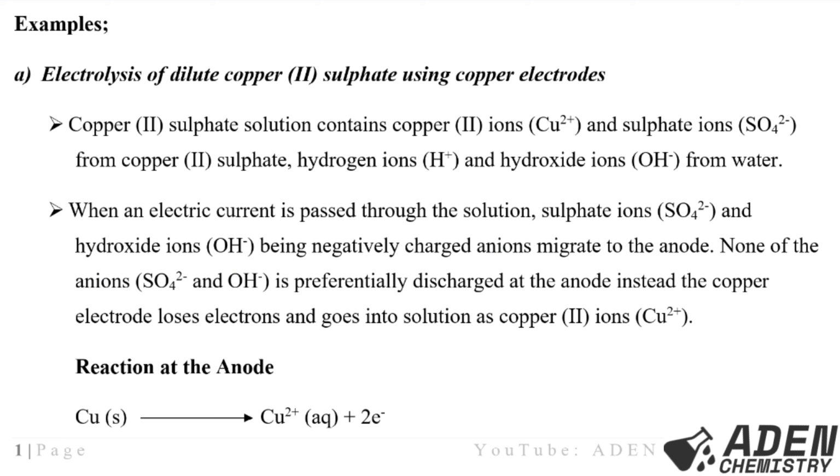What is the anode? We said the anode is the electrode which is connected to the positive terminal of the battery. But none of the ions, that means the sulfate ions and the hydroxyl ions, is preferentially discharged at the anode. Instead, the copper electrode loses electrons and goes into solution as copper 2 ions. So the reaction at the anode: copper electrode, which is solid, loses 2 electrons to form copper 2 ions.